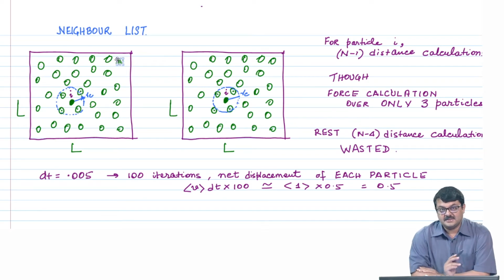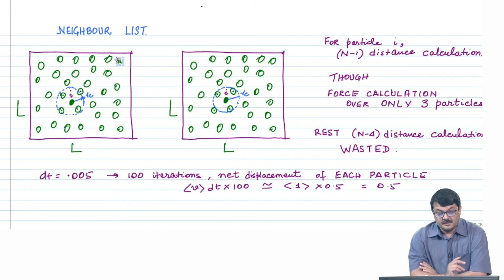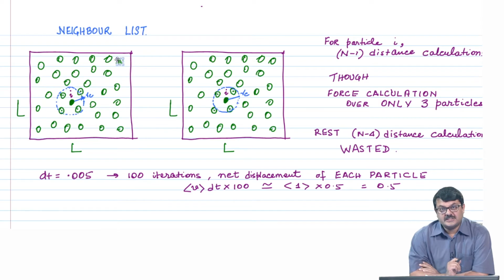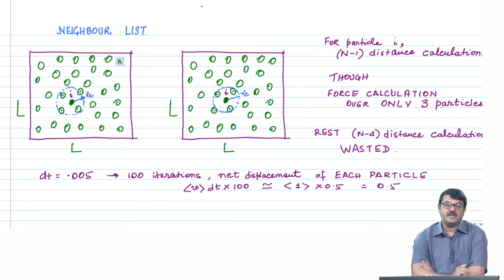I mean, your distance calculation is important, you have to do it, but if somehow the number of pairs over which you are checking the distance between this particle I and the other particles, whether it is less than r c or not, could be reduced significantly, that would result in a significant speed up of your computational code.